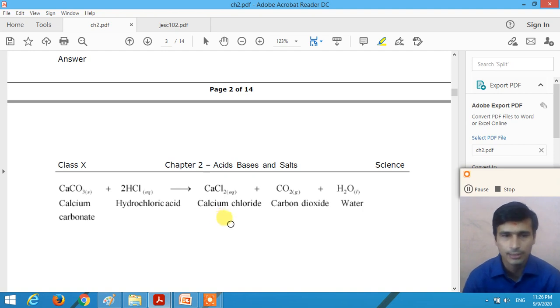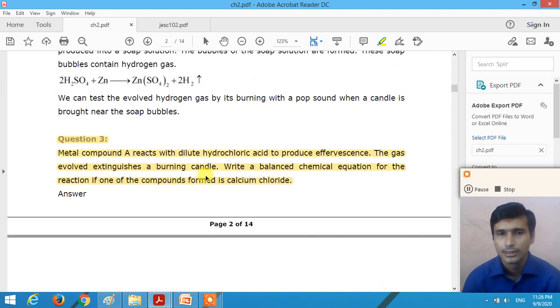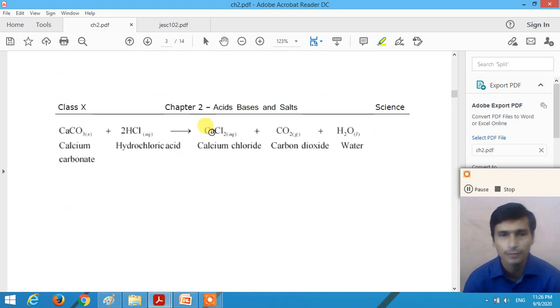So understand, dear students, the question: when a metal A reacts with dilute hydrochloric acid, it produces effervescence. The gas evolved extinguishes a burning candle. Write the balanced chemical equation for the reaction if one of the compounds formed is calcium chloride. So calcium carbonate reacts with HCl, hydrochloric acid, we get calcium chloride, CO2 and H2O, right?